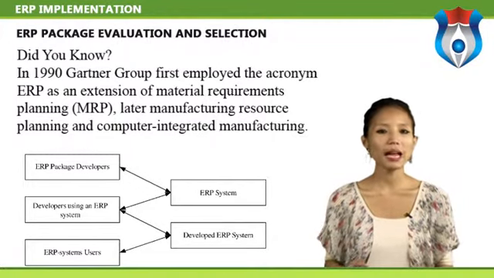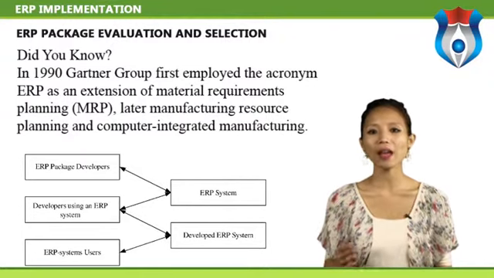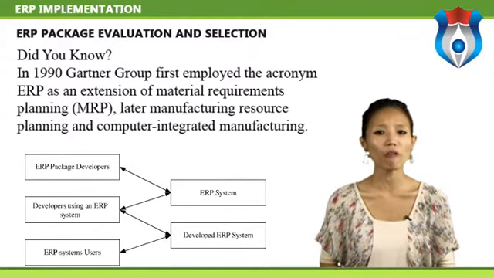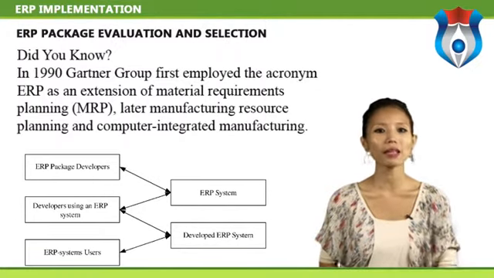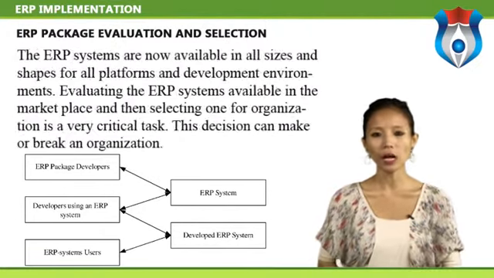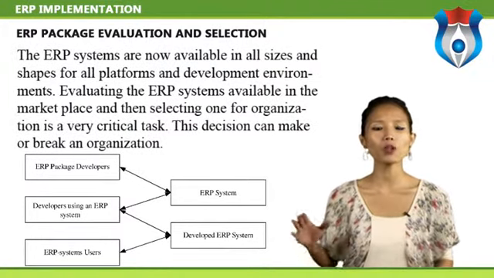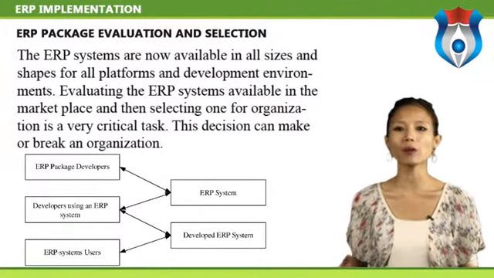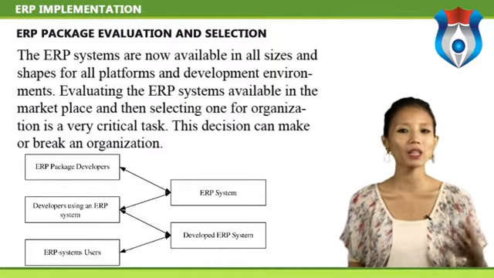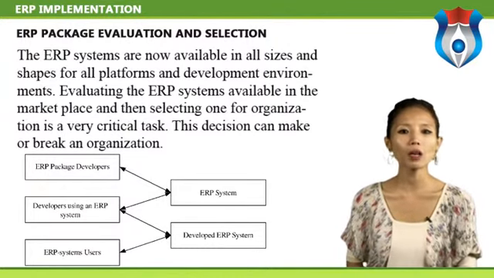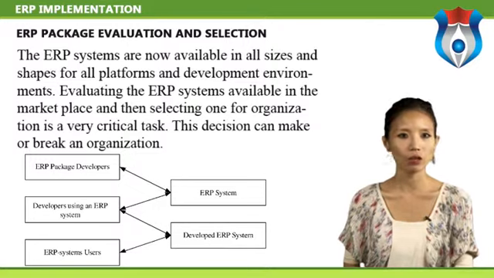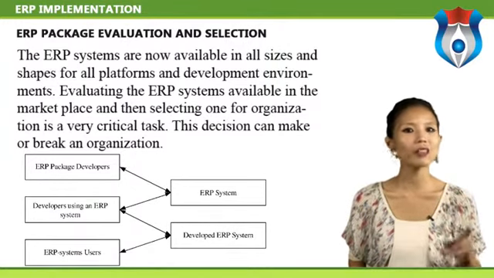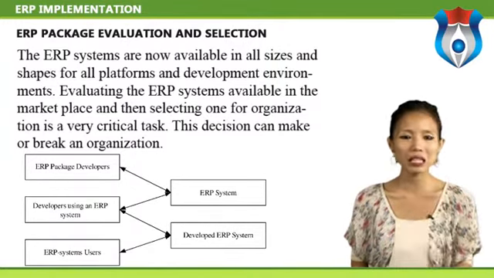Did you know? In 1990, Gartner Group first employed the acronym ERP as an extension of Material Requirements Planning, MRP, later Manufacturing Resource Planning and Computer Integrated Manufacturing. ERP systems are now available in all sizes and shapes for all platforms and development environments. Evaluating the ERP systems available in the marketplace and then selecting one for the organization is a very critical task. This decision can make or break an organization. If the choice is not right, then the organization will pay dearly for it.